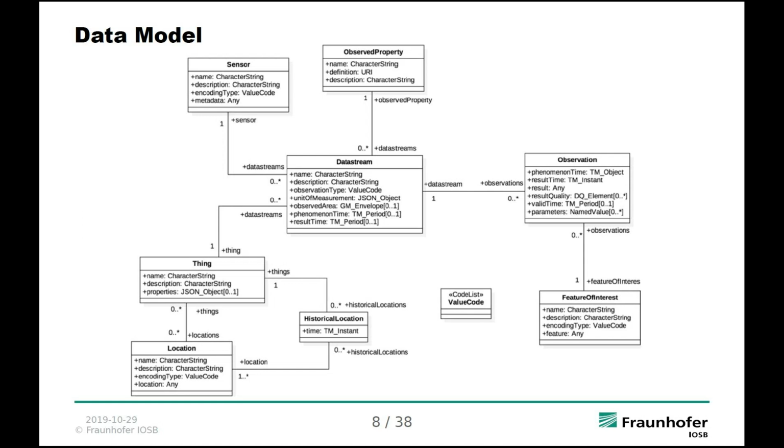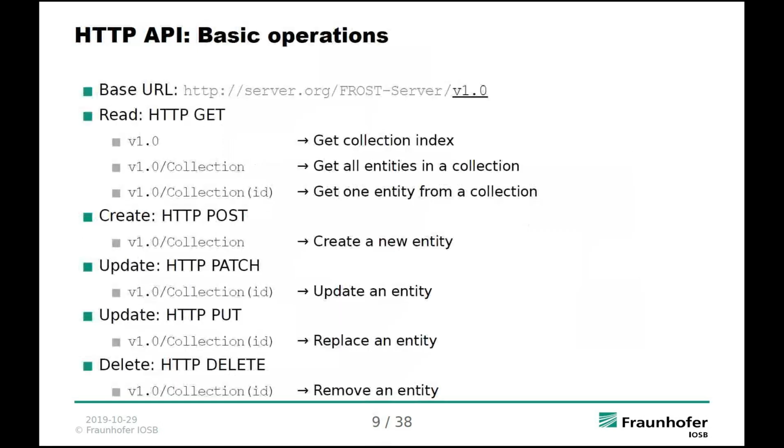Okay, so now we've seen the data model. The question is, how do we actually store data, create data, search for data related to that data model? And these are the basic operations via HTTP. So we have a base URL on top, which can be arbitrary. The first mandatory part is the version number. So the URL always has to contain the version number, and from now on in the following, I will start with the version number for the URL and leave the rest out.